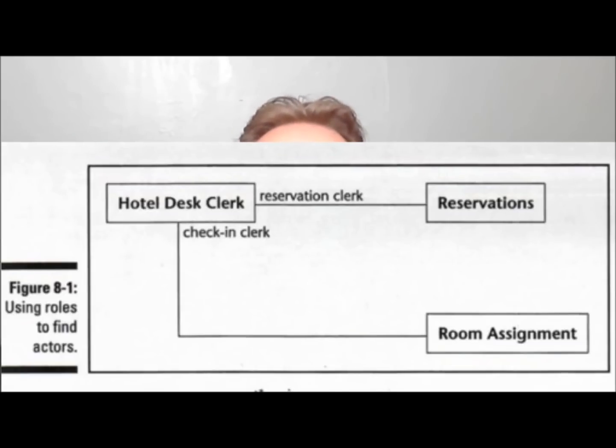A hotel desk clerk does reservations and check-in. And so there's two actors there. One is reservation clerk and one is check-in clerk. And the reservation clerk takes care of reservations, and the check-in clerk takes care of room assignments. So one of the things you need to really consider is breaking down tasks right down to the role that a person does, not the person themselves. And that can take some effort to do.